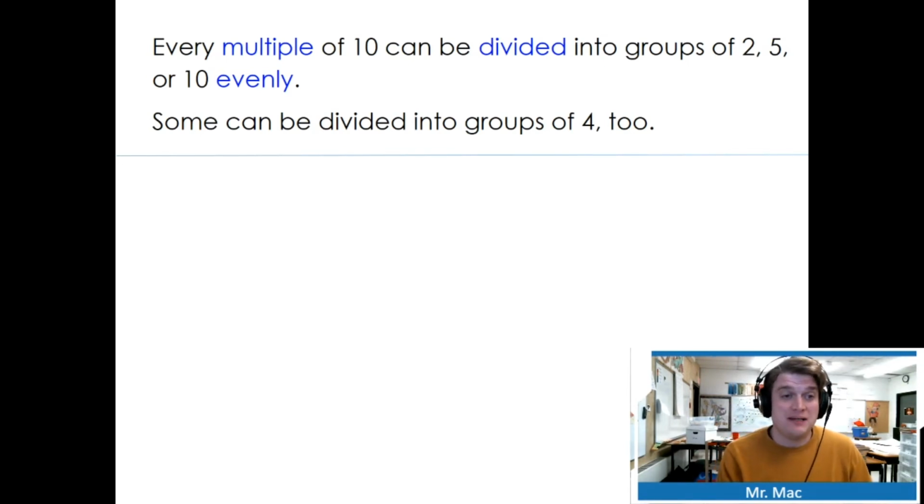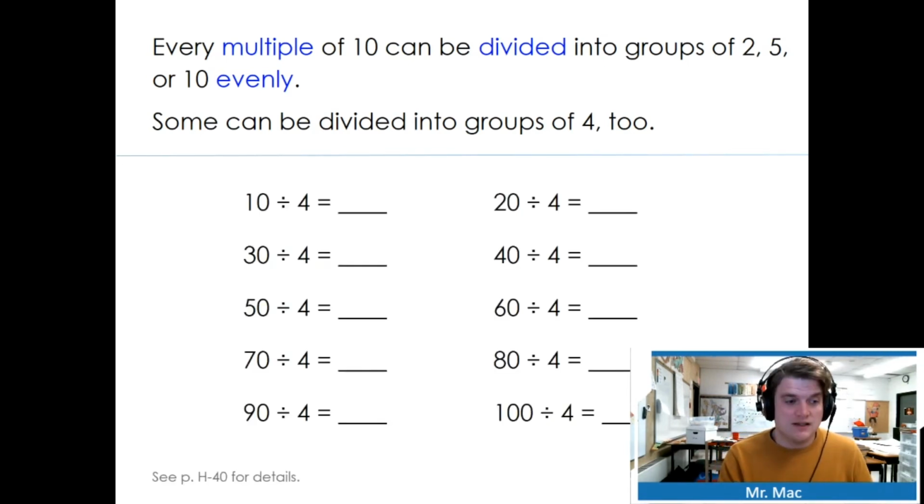Some can even be divided into groups of 4. Can 10 divided by 4 be divided equally? 4, 8, 12. It can't. Let's try 20 divided by 4. 4, 8, 12, 16, 20. It can. It's 5. Interesting.